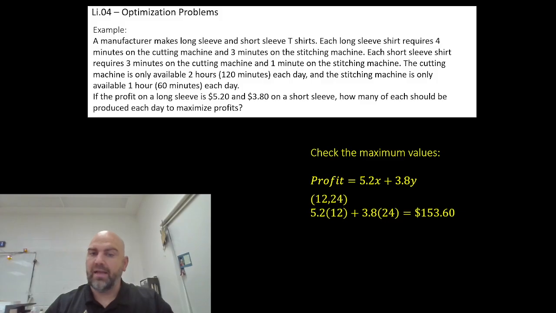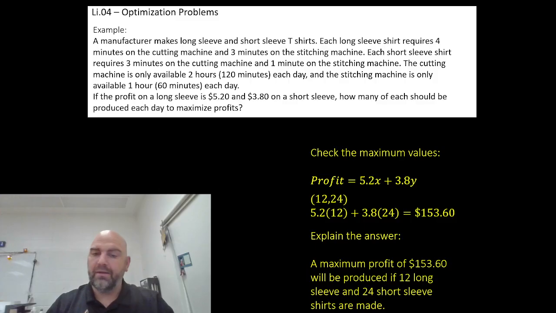Now, what do we do at the end? Once we know our maximum, we need to explain our answer. So don't just say 12, 24. Because when it's all said and done, we have no idea what the 12 represents or the 24 represents if we haven't looked back at your work. So give a statement that represents what the maximum is. So here is my statement, and it says a maximum profit of $153.60 will be produced if 12 long sleeve and 24 short sleeve shirts are made. It makes it concise, simple, put all together, so now we know what the maximum is and how we are going to achieve that maximum.